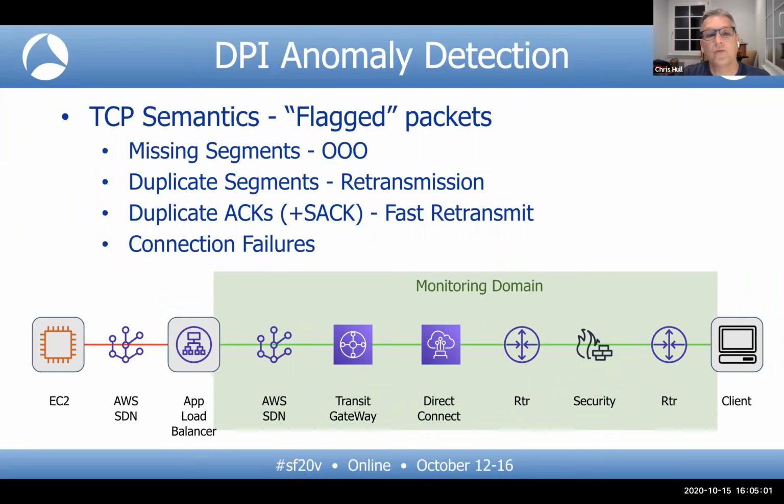Is there a retransmission? Is there a duplicate ACK? Are there connection failures, like retransmitted SYNs, resets, what have you? All those things that get flagged by Wireshark are the same things that these DPI probes can be looking for. And that means we should be able to tell in real time, or near real time, when we have issues in our network.